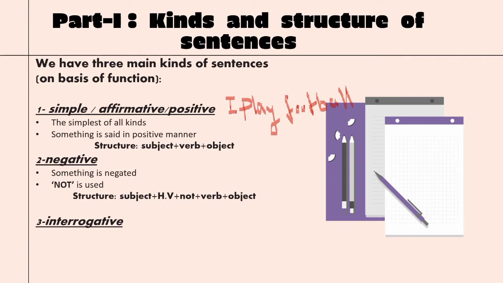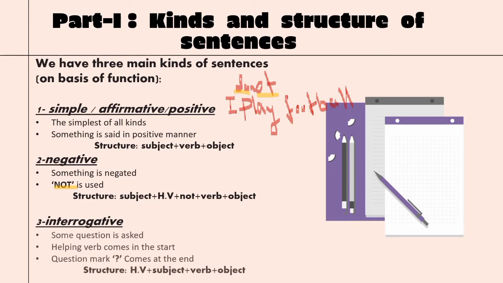And if I give you examples, so taking the same sentence, if I put I do not play football. So here do is the helping verb, and not is used for the negative one. So such kinds of sentences are negative sentences.